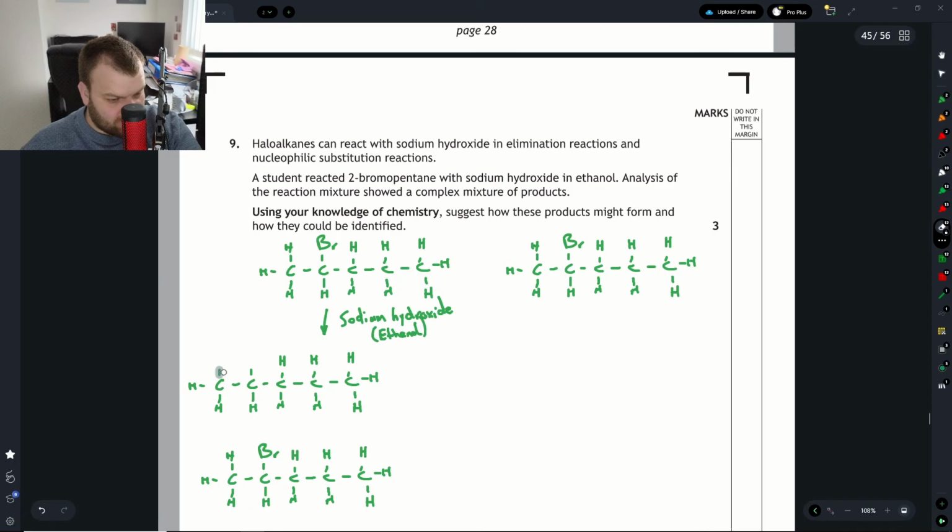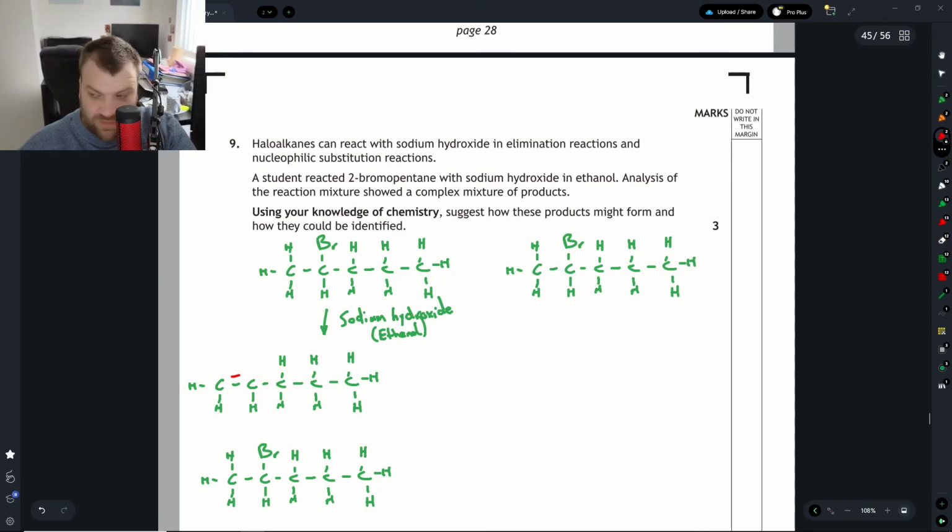In an elimination reaction, what happens is we lose, in this case, the bromine, and we'd lose one of the hydrogens from the carbon beside it. And then we're going to form an alkene. This would be pent-1-ene. The other thing that could happen is we could lose the hydrogen from the right hand side. That in this case would give us a different product. That would give you pent-2-ene.